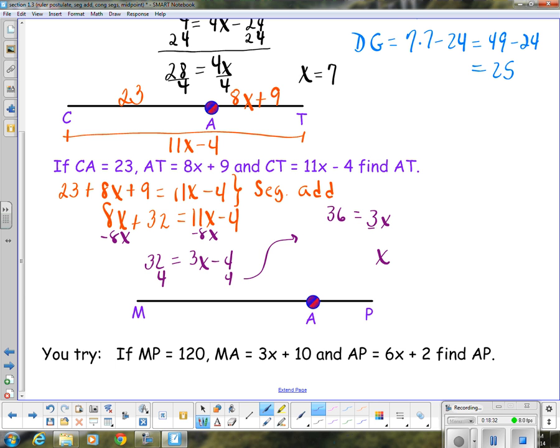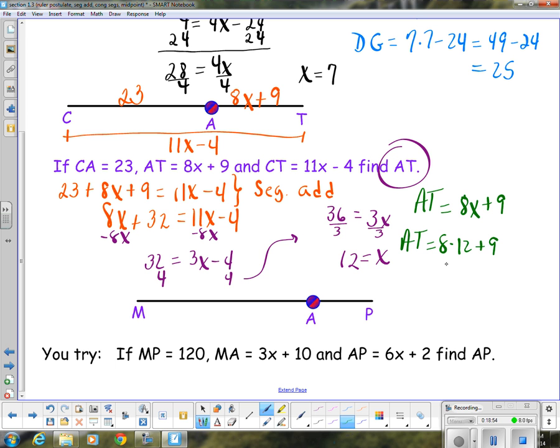Now I'm going to divide by 3, and I'm going to get x is equal to 12, which is great. But they didn't want x. They wanted AT. Okay, well, what is AT? AT, if you look at the problem, is 8x plus 9. So to find the length of AT, it's going to be 8 times 12 plus 9, which is going to be 96 plus 9, which I believe is 105. Forgive me if I'm wrong, I'm not using a calculator.